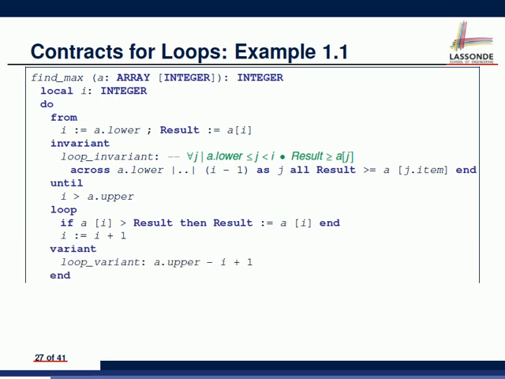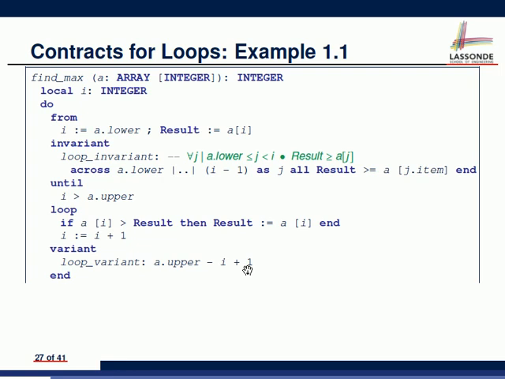Okay, now variance. First of all, the only thing I want you to realize is variance over here is an integer expression: a dot upper, whatever it is, minus I plus 1. Tell me something here. When I say a dot upper minus I plus 1, is the value for this expression going to change between iterations? Intuitively.